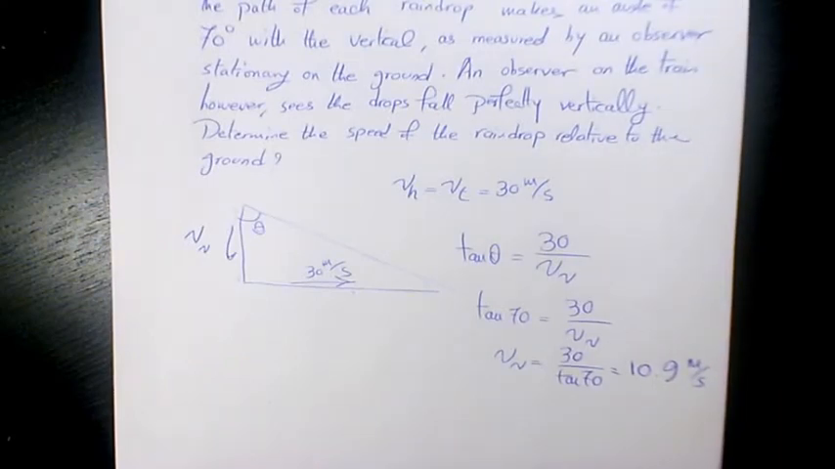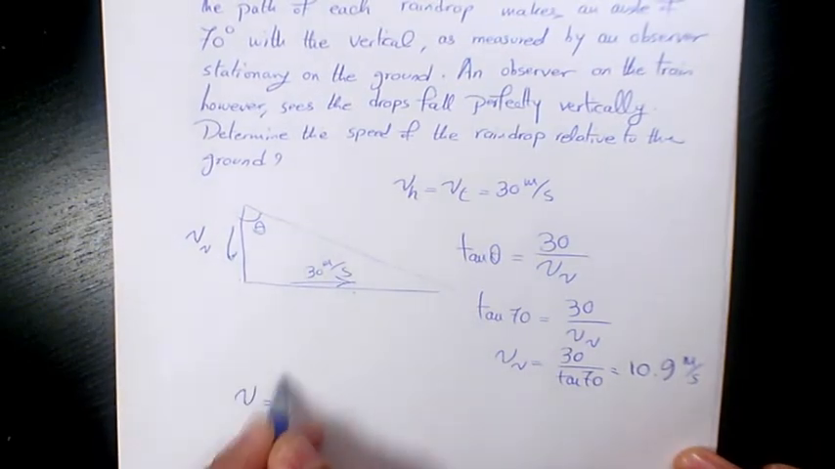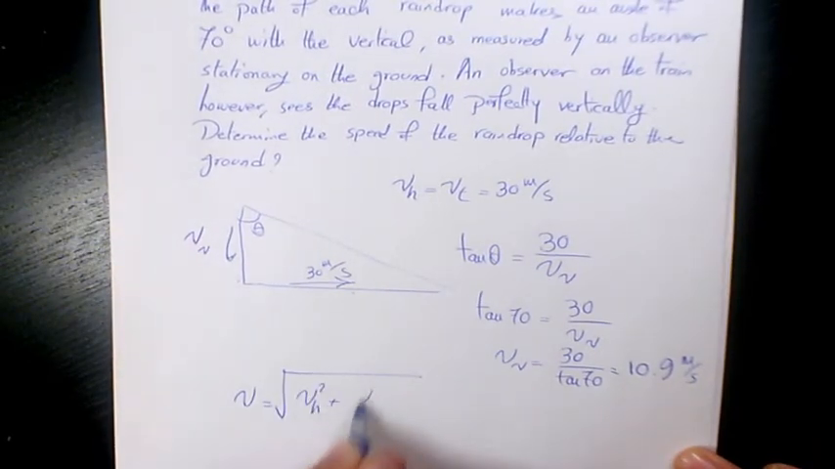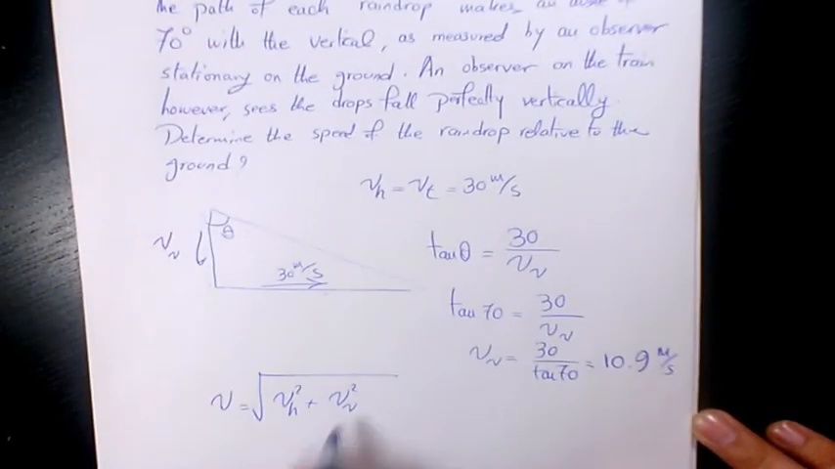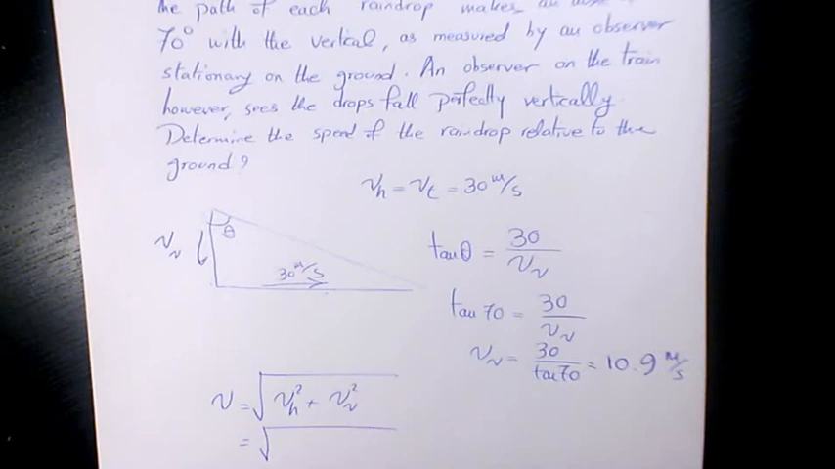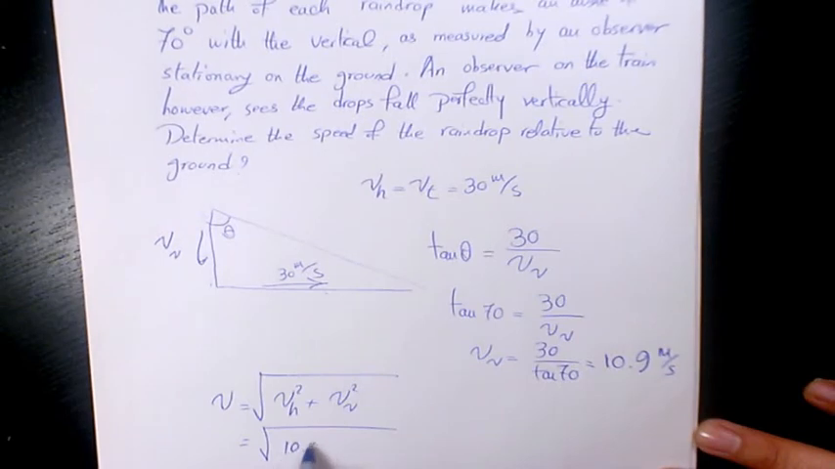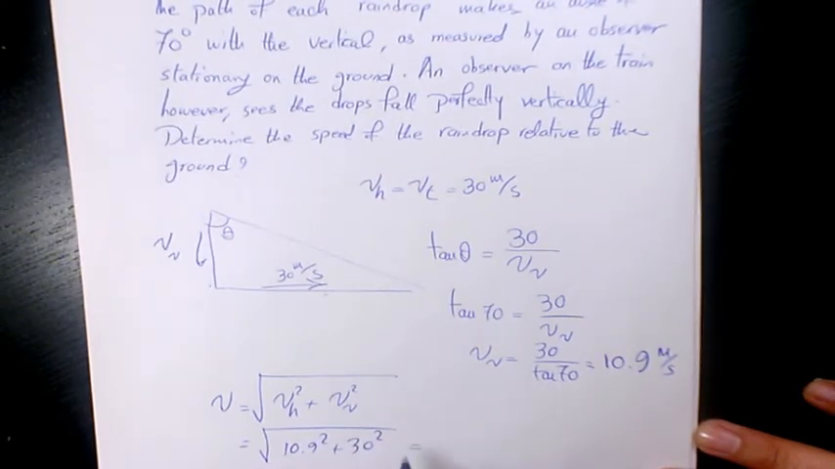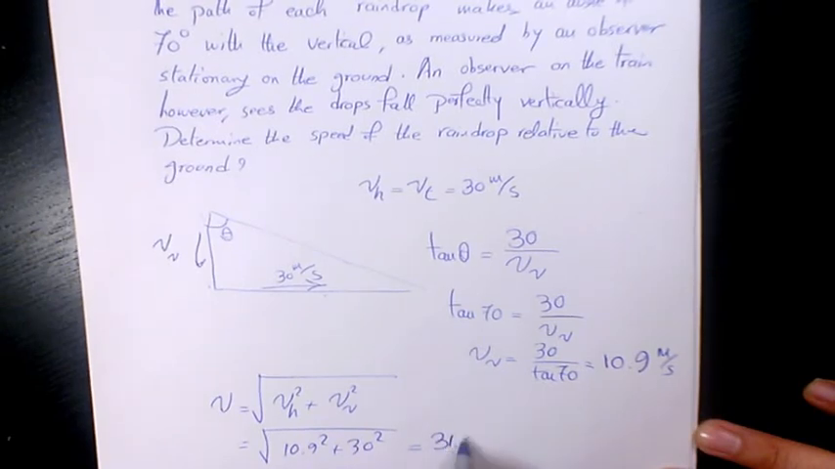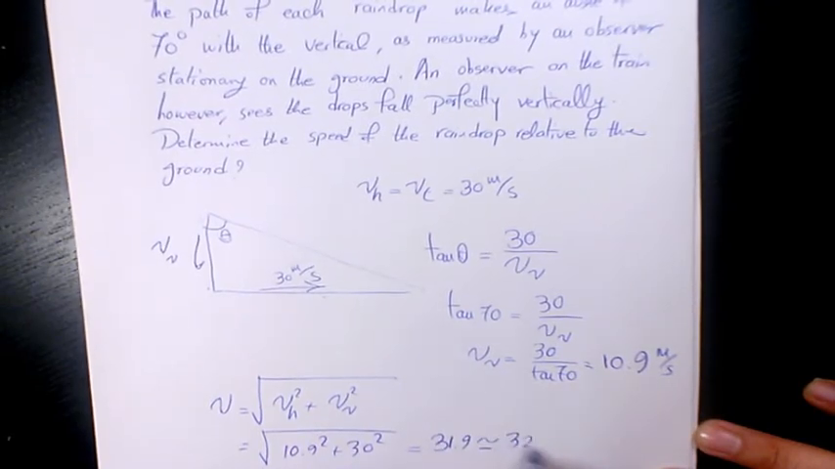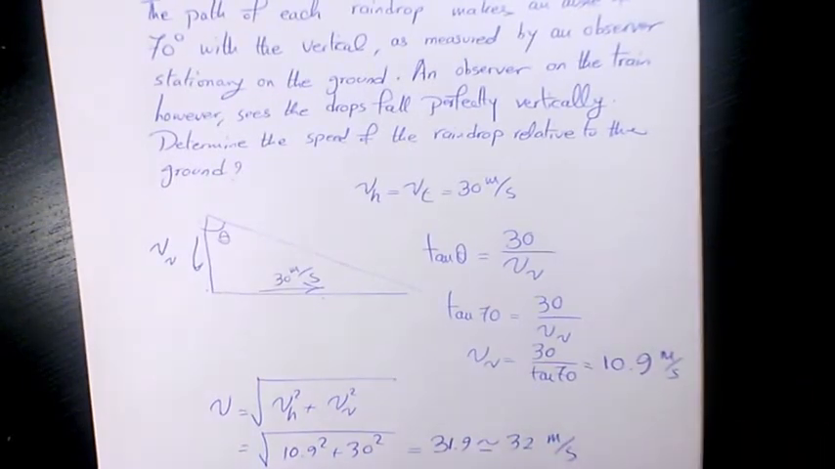So now this is the vertical component of the raindrop velocity. We need to find out the speed in total. So we can say that's going to be the square root of horizontal speed squared plus vertical speed squared. It's going to be 10.9 squared plus 30 squared. That will be 31.9, or we can say it's approximately 32 meters per second. So that's the speed of the raindrop relative to the ground. So that's the final answer.